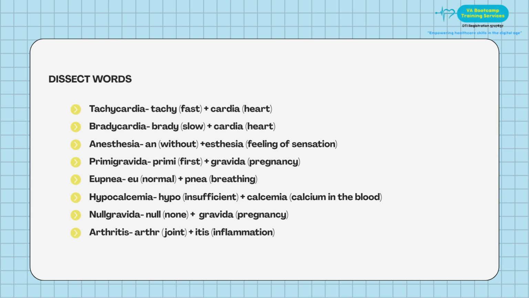Prima gravida comes from primi, which means first, plus gravida, which means pregnancy. Eupnea comes from eu, which means normal, plus pnea, which means breathing. Hypocalcemia comes from hypo, which means insufficient, plus calcemia, which means calcium in the blood. Null gravida comes from null, which means none, plus gravida, which means pregnancy. Arthritis comes from arthr, which means joint, plus itis, which means inflammation.